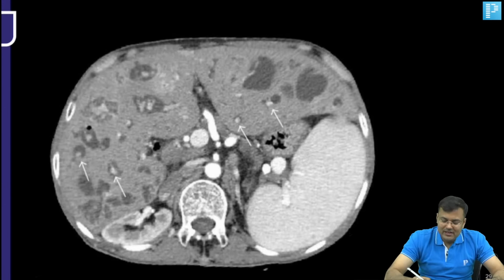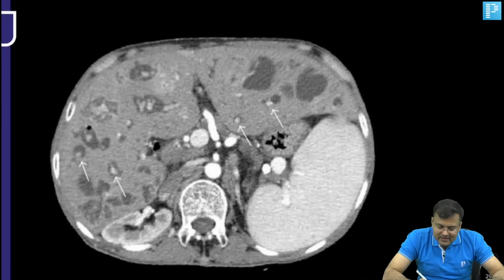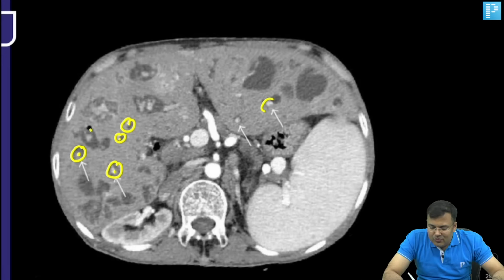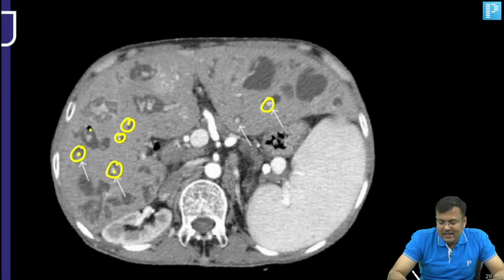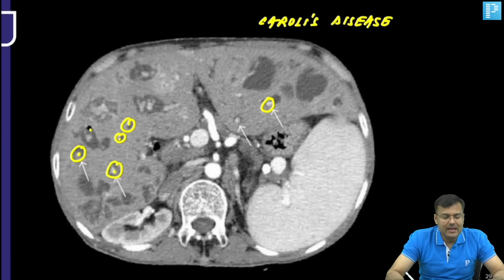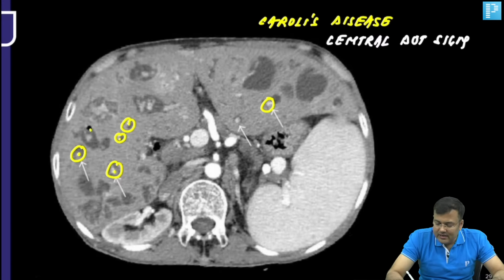Guys, can you see here? There is a whitish dot in the center. What's the name? Central dot sign. In which condition is central dot sign seen? Caroli's disease. You know, in Caroli's disease, this is known as central dot sign. What type of choledochal cyst is this? It is type 5.